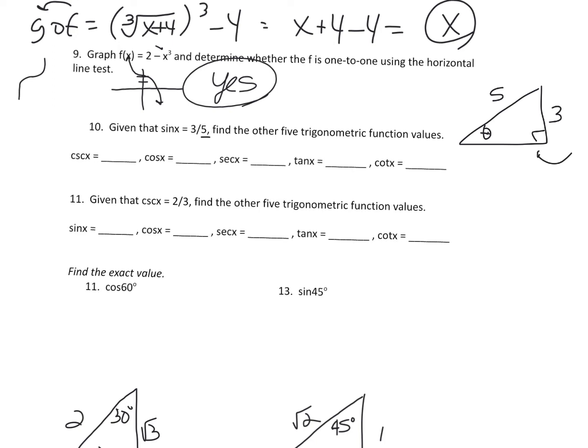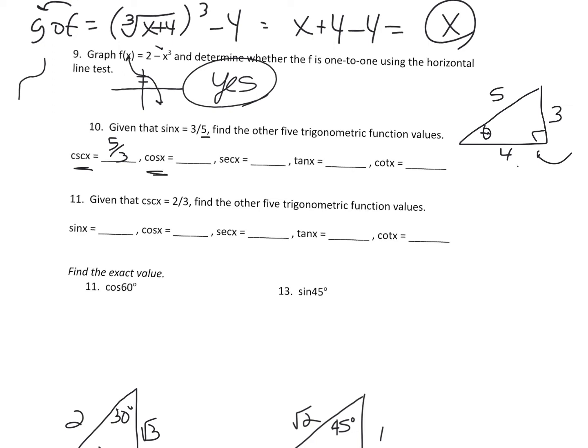Now, I know this one already because it's 3 something 5. The most famous right triangle in the world is 3, 4, 5. If you need to use Pythagorean theorem to find that side, then do that. Okay, now it's asking me for cosecant. Cosecant's reciprocal of sine. Didn't even need the triangle for that answer. It's just 5/3.